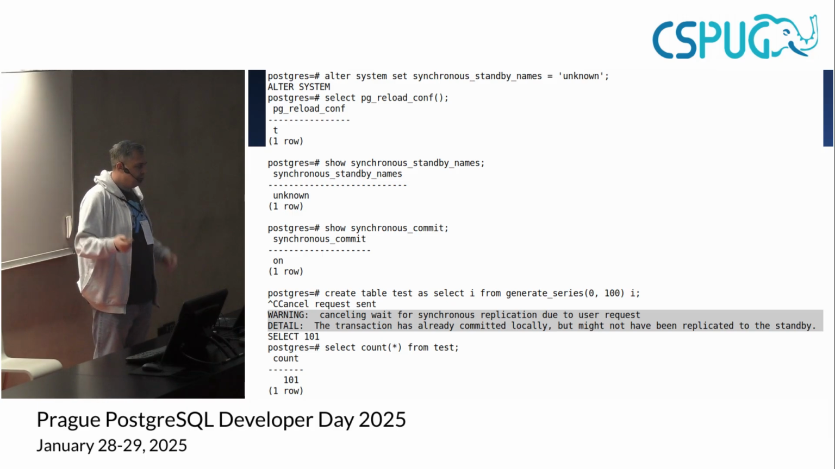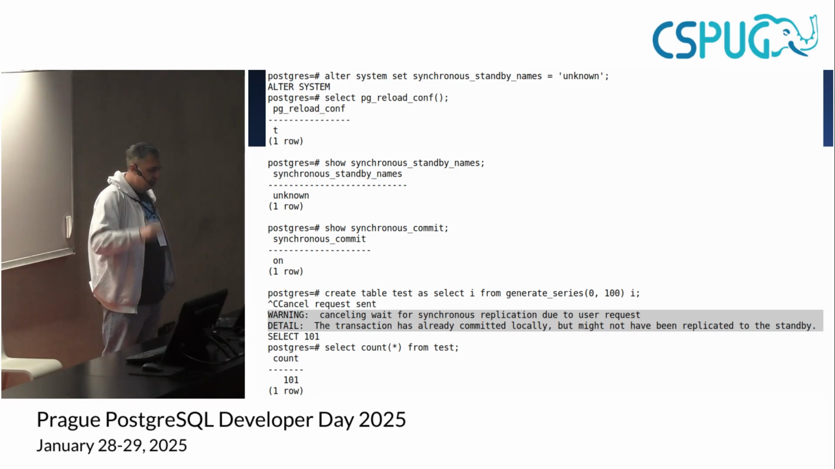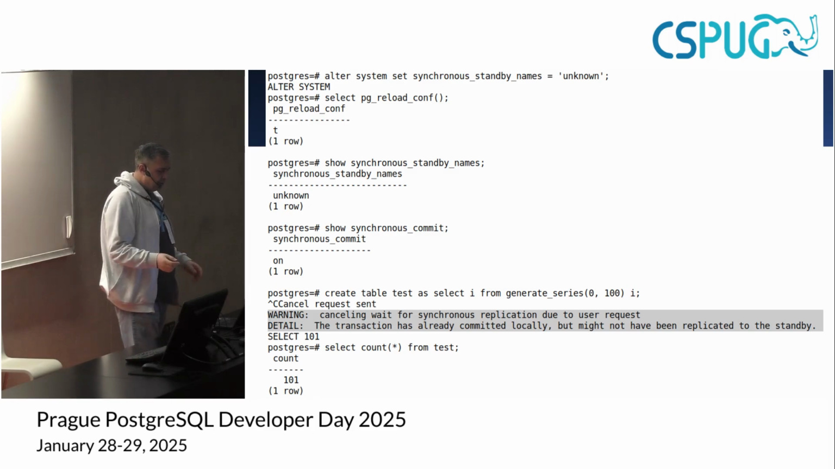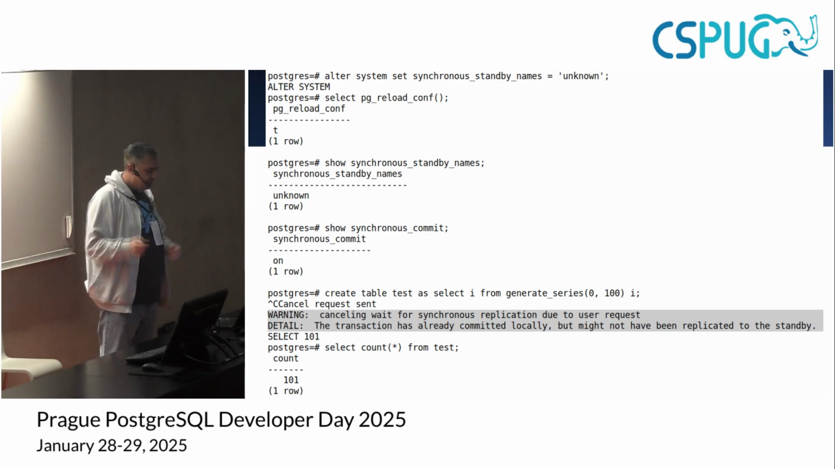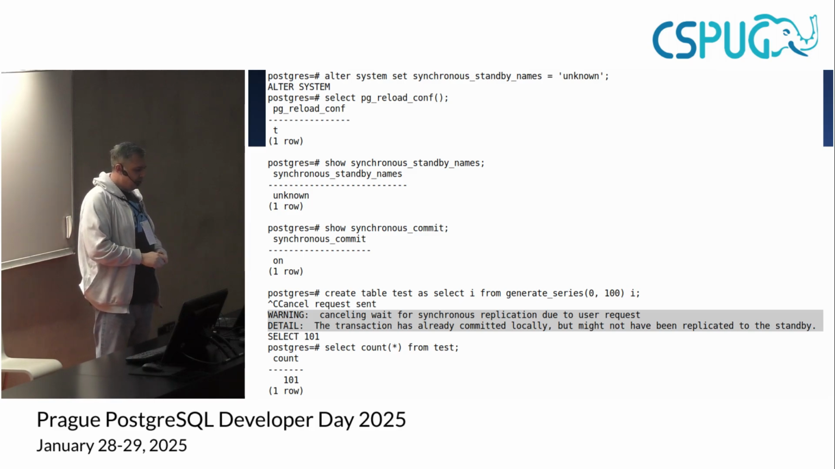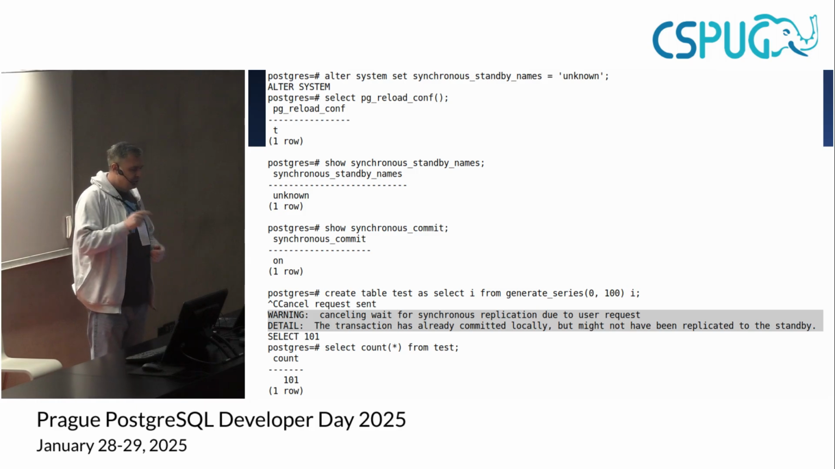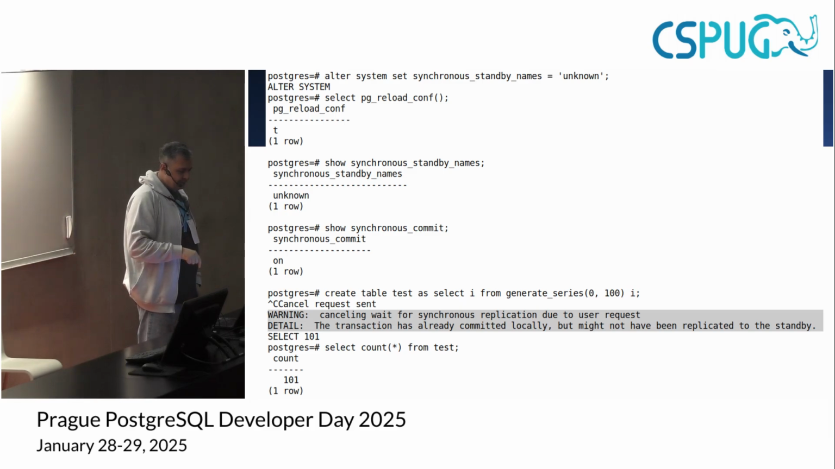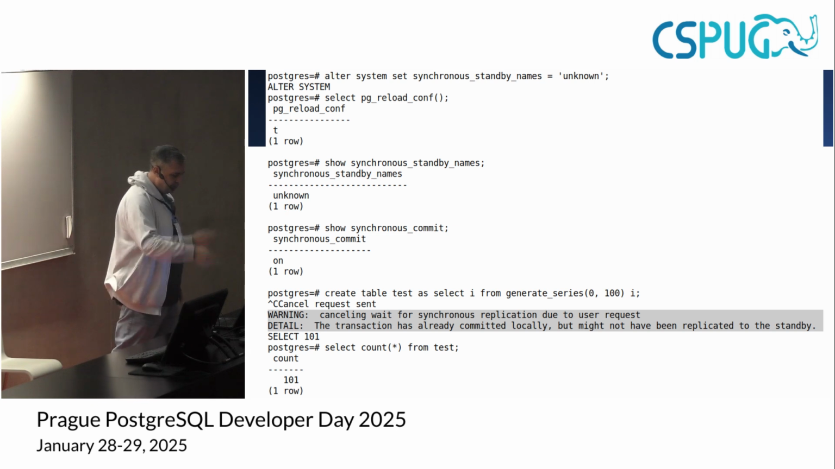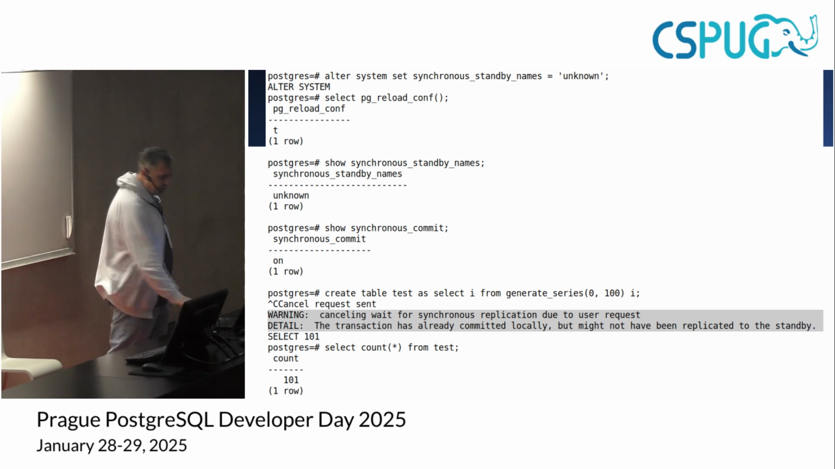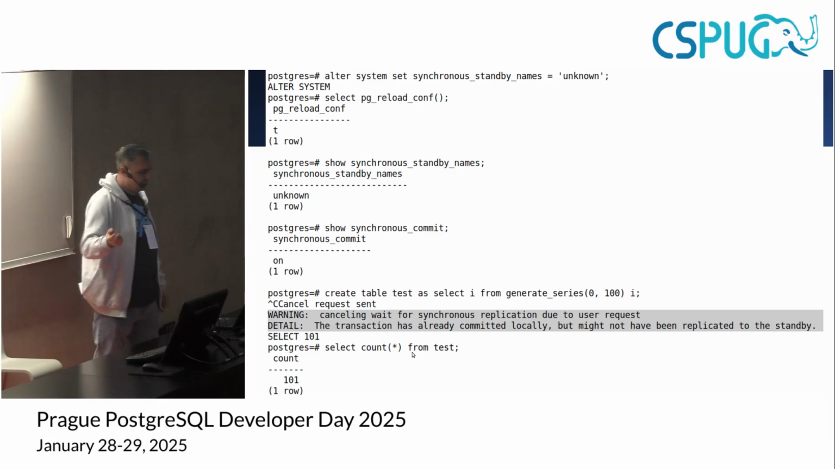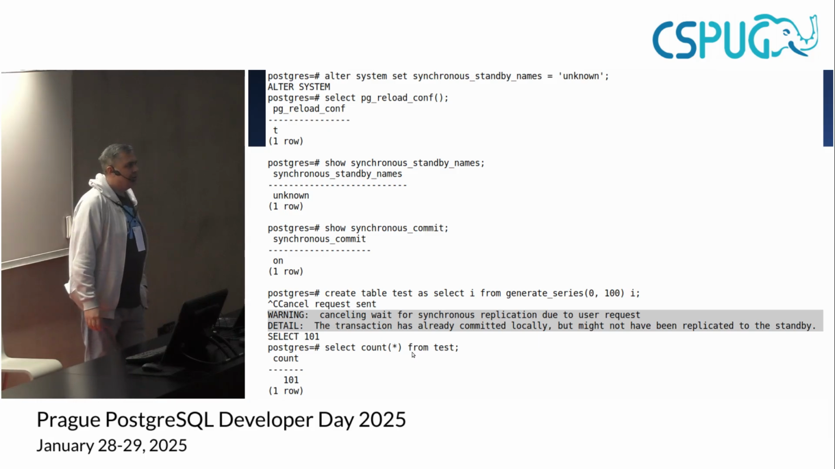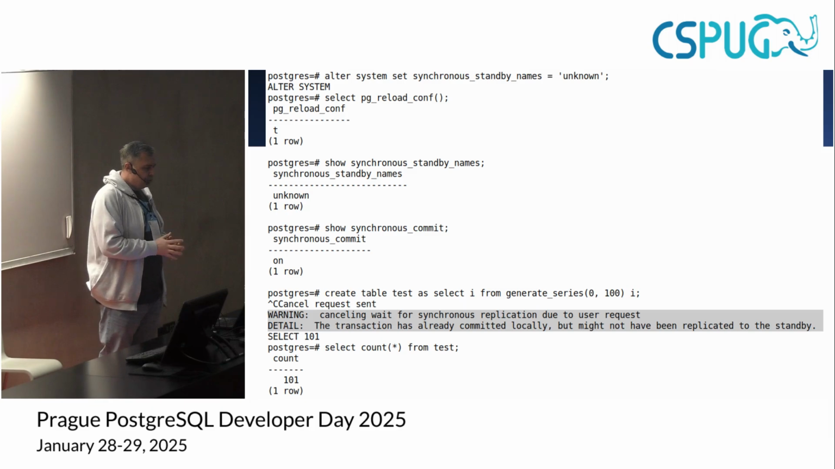But you can cancel it by pressing Ctrl+C, it's a PC call, by the way. And right now, Postgres gives some hints that the wait for synchronous replication was canceled because of user request, but the transaction is already committed locally. And if we run a select after canceling the query, we see that the table exists. It has the expected number of rows. But we know for sure that this data wasn't replicated.